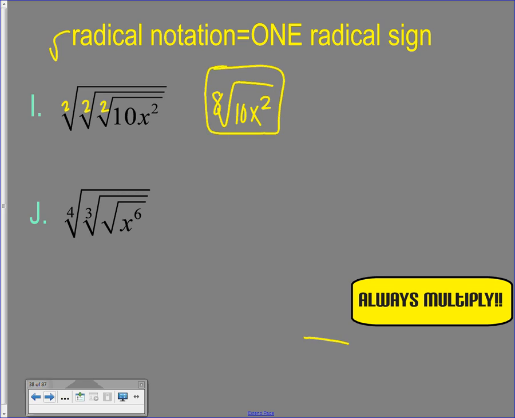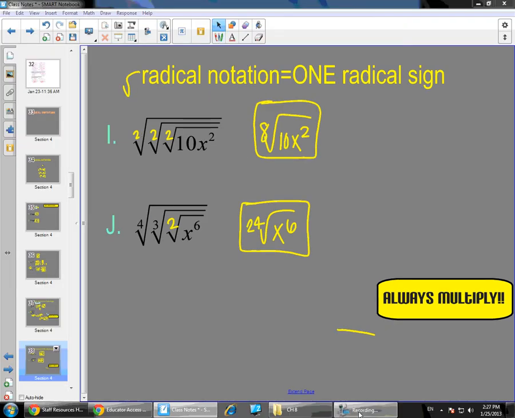Okay, example J is the fourth root of the third root of the square root. Again, we're always multiplying. So 4 times 3 is 12, 12 times 2 is 24, so this is the 24th root of x to the 6th. Now, yes, I do realize that the 24th root of x to the 6th will simplify down, but right now all I want to do is rewrite it in radical notation.